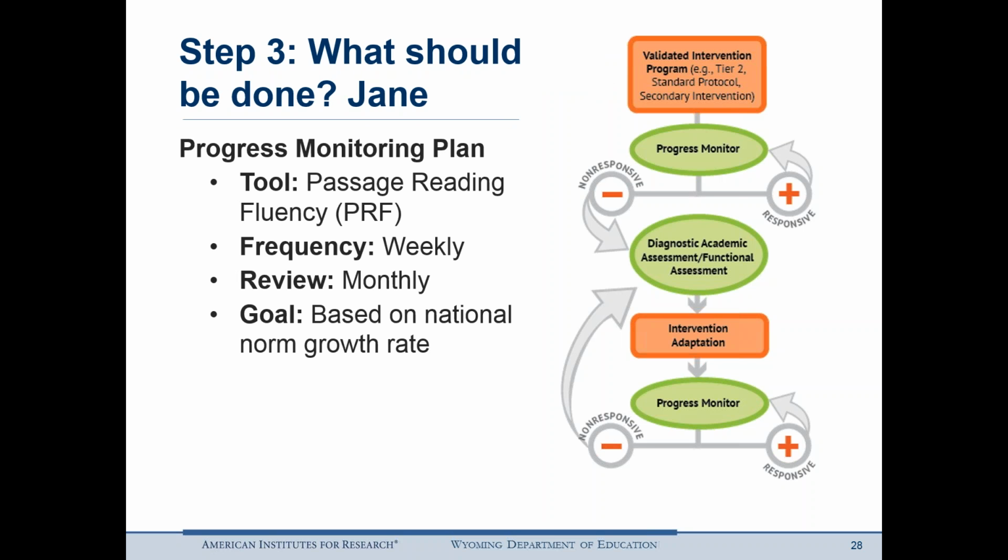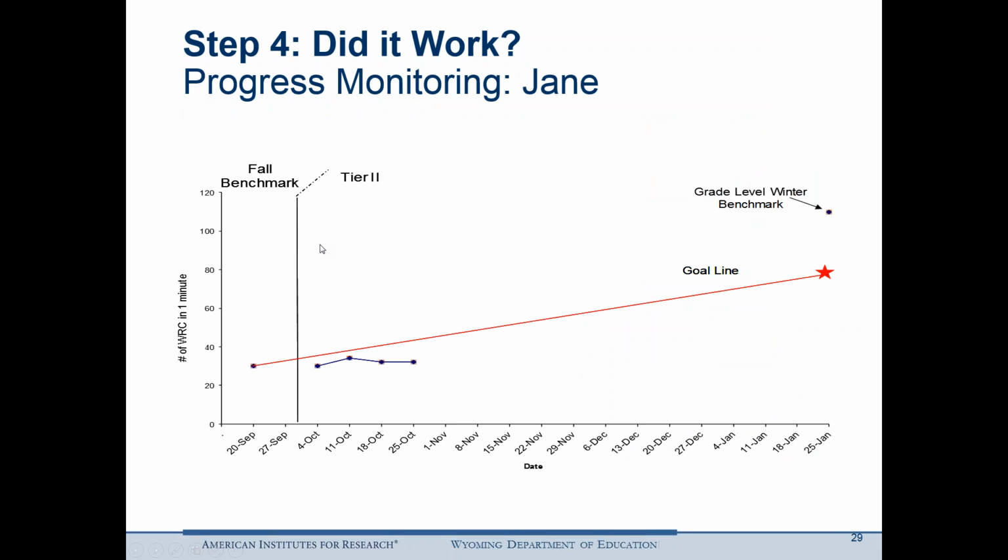At this step in the problem-solving process, the team also develops a progress monitoring plan to determine if it worked. These data will be necessary for the team to complete step 4 of the problem-solving process. This graph shows Jane's reading progress monitoring data using passage reading fluency with scores of correct words per minute. Her fall benchmark was used as her baseline score. This score was connected with her target score, the star on the far right. The 2nd grade level winter benchmark, which is higher than her score, is indicated by the dot.